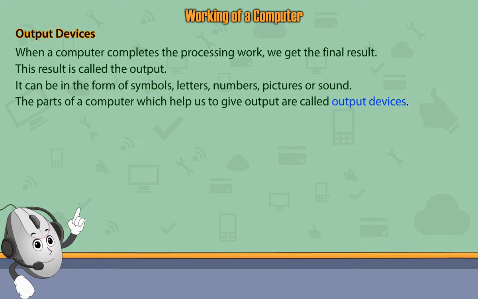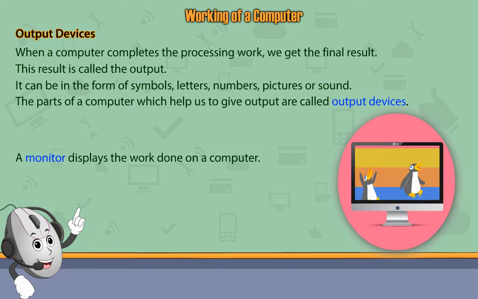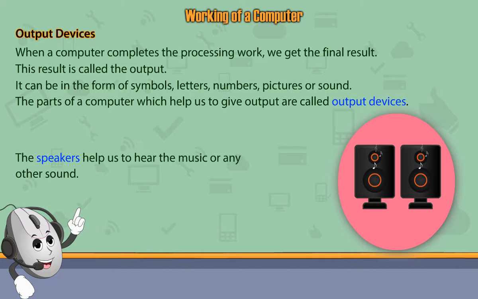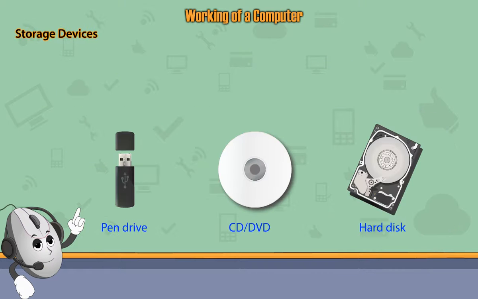The parts of a computer which help us to give output are called output devices. A monitor displays the work done on a computer. A printer prints information on paper. The speakers help us to hear the music or any other sound.